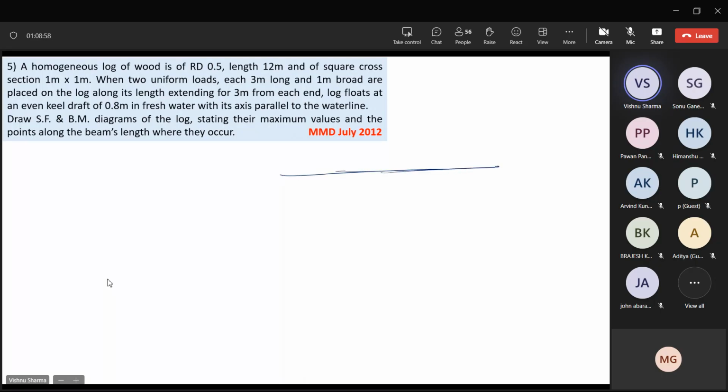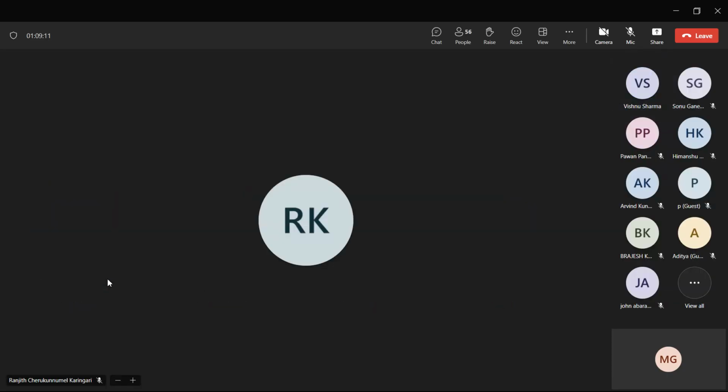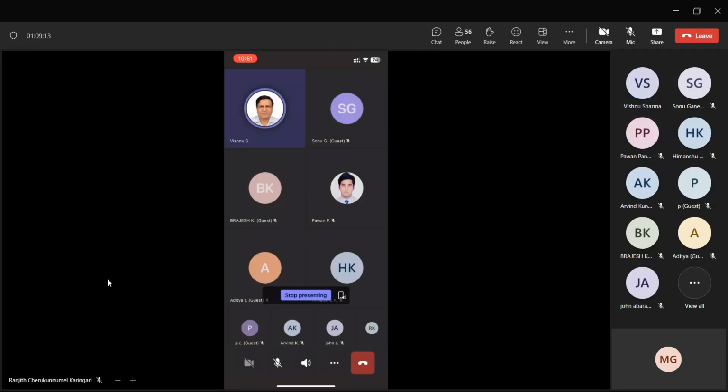Here is the log of the wood. This is exactly the same question. Only thing is values are different, and instead of a ship shape, it's the log. This is 1 meter by 1 meter cross section. Length 12 meters, breadth 1 meter and height is 1 meter. Okay.